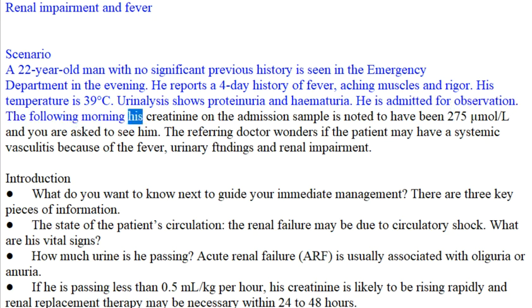The following morning his creatinine on the admission sample is noted to have been 275 micromoles/L and you are asked to see him. The referring doctor wonders if the patient may have a systemic vasculitis because of the fever, urinary findings and renal impairment.